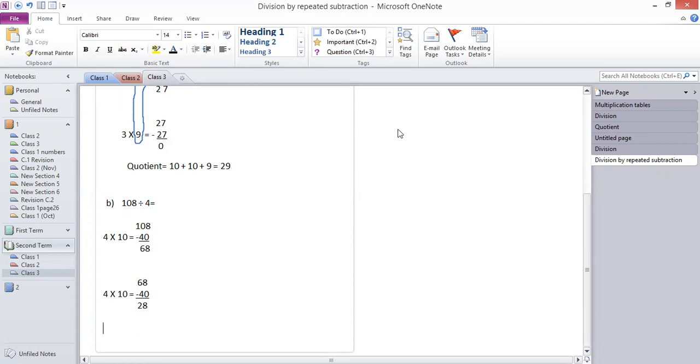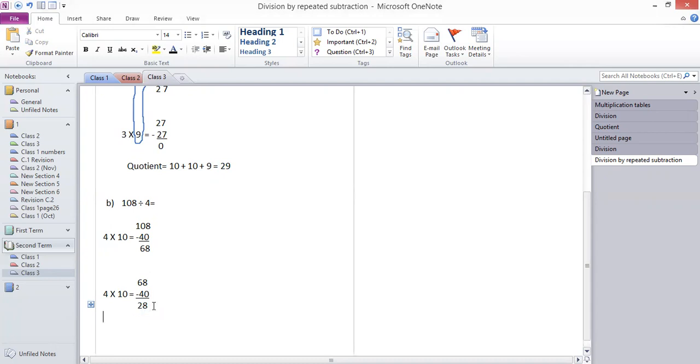Tell me, do I again have to multiply 4 by 10? Check, 28 is left. Now do I need to multiply again 4 by 10? No, sir. Very good. No, because 28 is left and 4 multiplied by 10 will give me 40. So 28 is less than 40, so I cannot multiply 4 by 10 now.